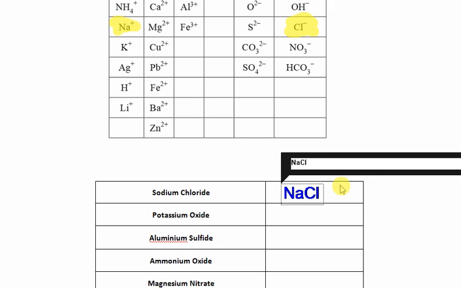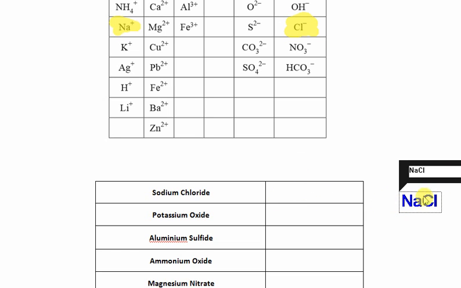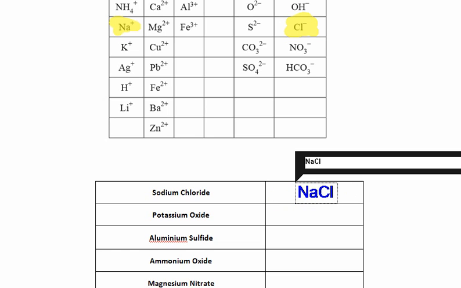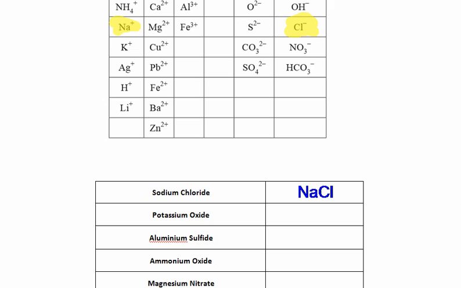Now there's no pluses or minuses because they've cancelled each other out, or balanced each other out. We've got a 1 plus charge on the sodium, a 1 minus on the chlorine, so overall they fit just nicely together like that. Yeah, so there we go.